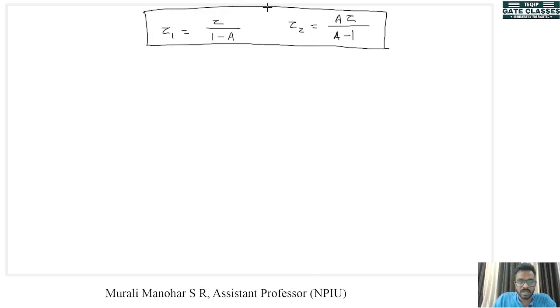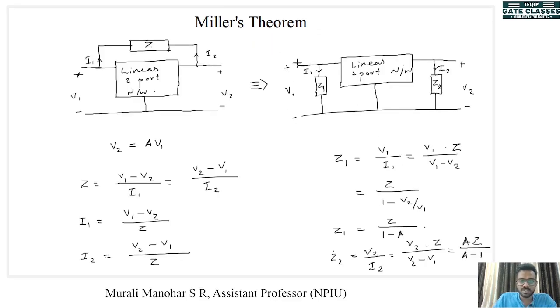Now we can see that Z1 is only connected to the input terminals and Z2 is only connected to the output terminals. There is no common impedance between input and output. So this will make our analysis easier. When I am explaining the next session, you will understand why this will make our analysis easier.